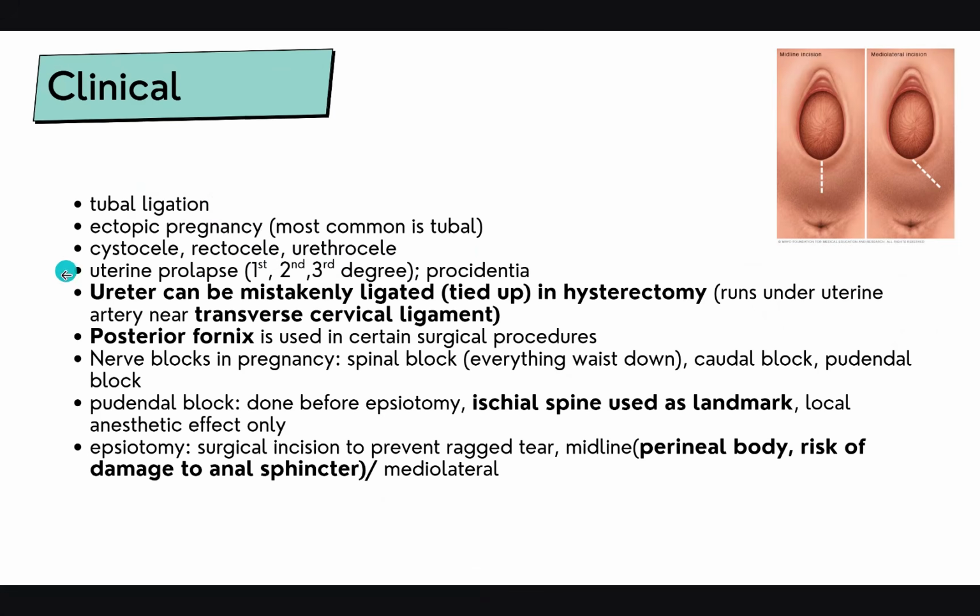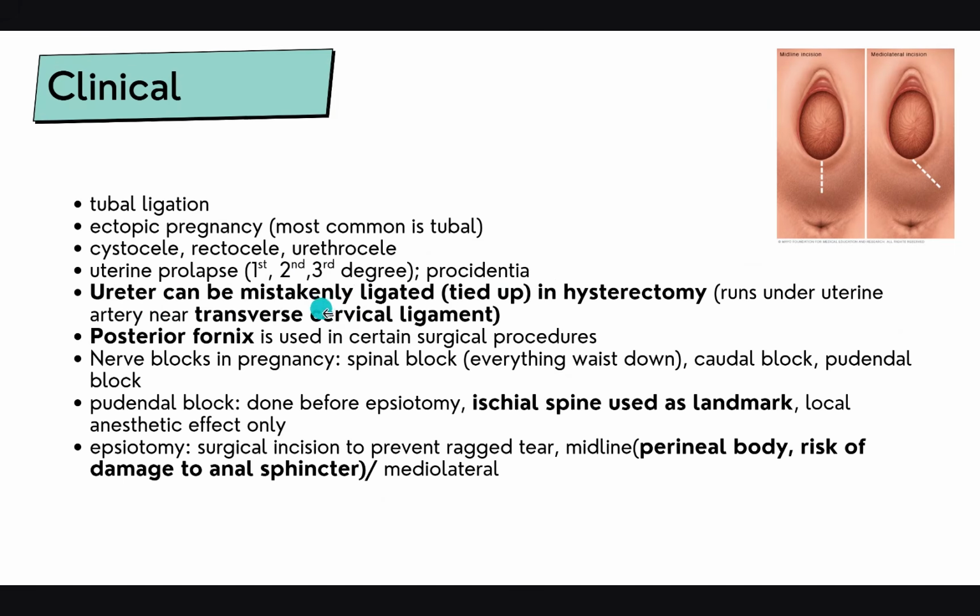What happens if the uterus is protruding out? It's called uterine prolapse. There are 3 degrees depending on how severe it is. Now, what is procidentia? Just keep this at the back of your head. It's when the uterus, the urinary bladder, and the rectum all prolapse, all just come down because of the weak pelvis. Then we have the ureter that can be mistakenly ligated.